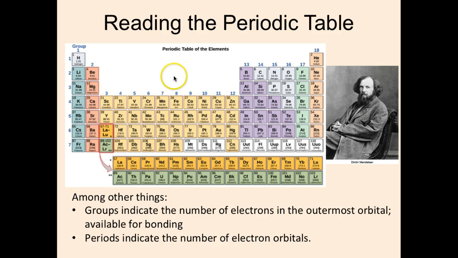But also, we can learn a lot about what each of these atoms would look like by looking at the periodic table. The number of groups, again, those are the columns, are going to indicate the number of electrons in the outside ring or shell or orbital, and these are the electrons that are going to be responsible for how that atom bonds. The periods, again the rows going across, are going to indicate the number of electron orbitals.